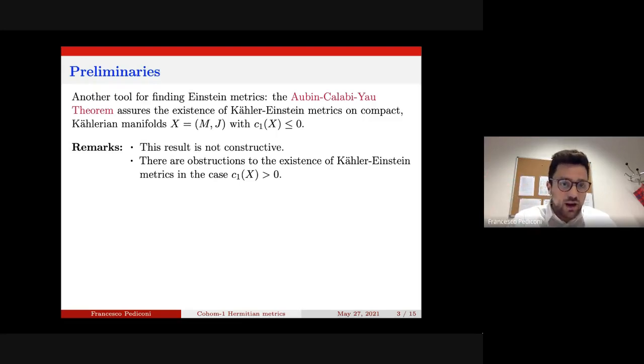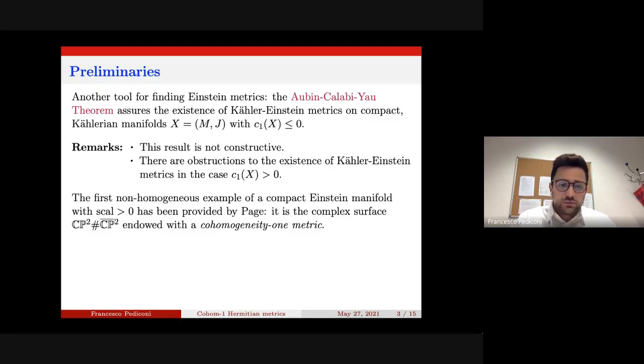Another remark worth mentioning is that the case of positive first Chern class is obstructed. In general, you don't have the existence of Kähler-Einstein metrics on those compact Kählerian manifolds which have positive first Chern class. There are some obstructions, and so it is not easy to find Kähler-Einstein metrics with positive scalar curvature.